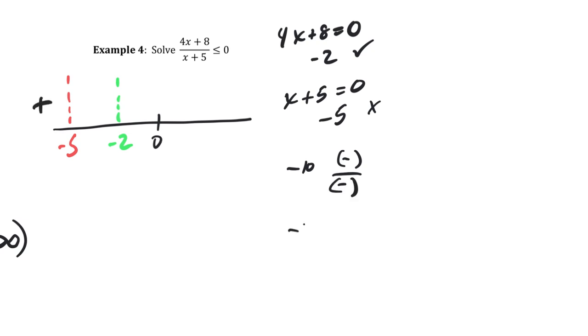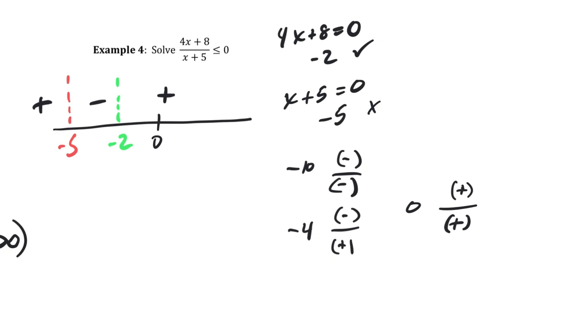Let's try -4, all right? If I put -4 in for the x's, I get like -8 over +1. That gives me a negative. And then we're going to try 0, because we always try 0 if we can. That's going to give me +8 over +5, which is positive.